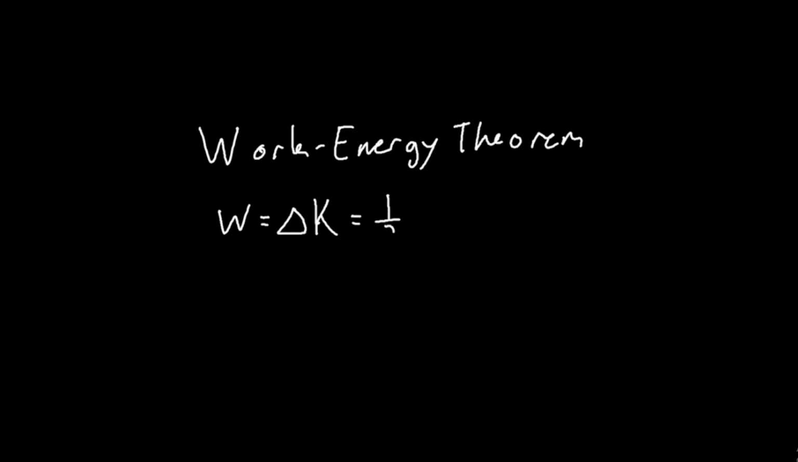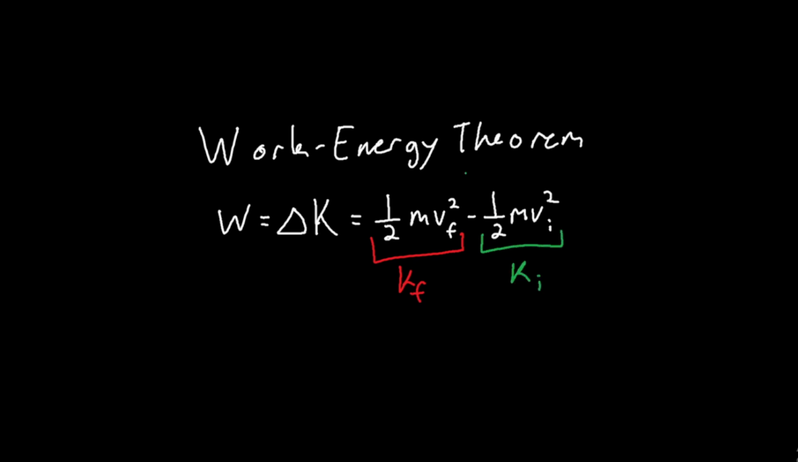You can also represent your change in kinetic energy as your final kinetic energy minus your initial kinetic energy. So this is the final, this is K of F, and this is K of I, the initial kinetic energy. So final minus initial equals change in kinetic energy, which makes sense in this case. This is a core theorem that you need to know.